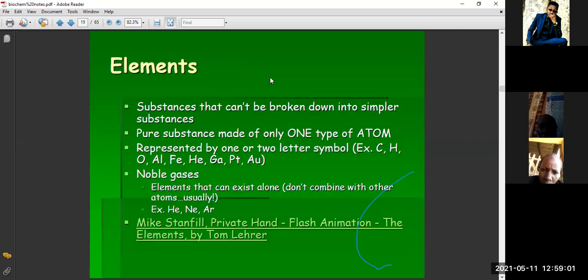Okay, thank you. So elements: substances that can be broken down into simpler substances. I repeat, that's a definition of elements. Elements are pure substances made of only one type of atom, not a combination of different atoms. So it cannot be split into simpler substances. They are represented by one or two letter symbols.